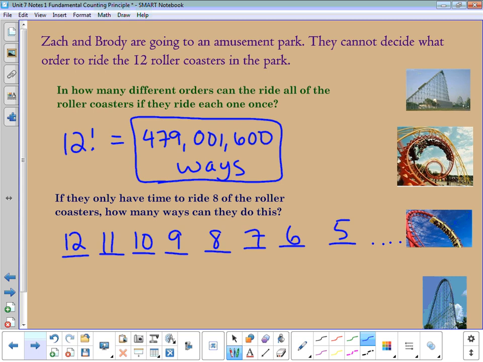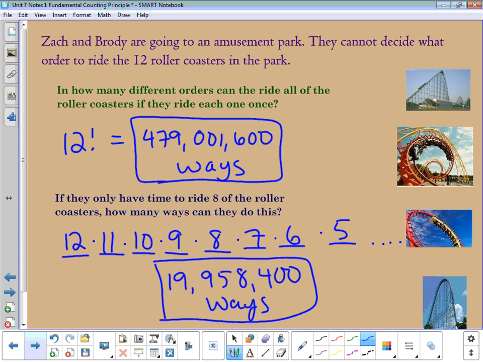There's going to be 4 roller coasters in the park that they don't ride. So we don't want to factor those in because they're not going to be ridden. So I'm going to multiply 12 all the way down to 5 and stop there. And when I do that, that's 19,958,400 different ways or orders. So it's a little bit less than in part A because they're not riding those last 4 roller coasters. It's actually a lot less than in part A.